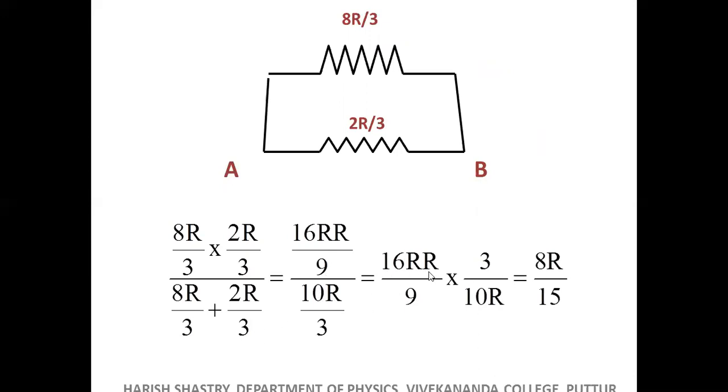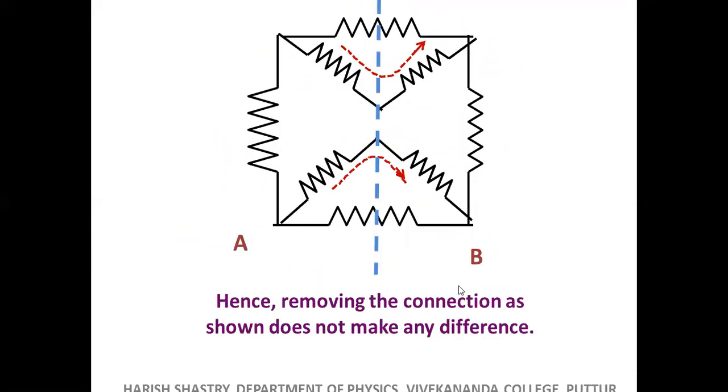Calculate this. 16R by 9, and this gets inverted. 3 by 10R. 3 3s are, and 2 8s are, and 2 5s are. 15. 8R by 15. That is the answer. Hope you have followed it, correct? Or you can rewind it back.